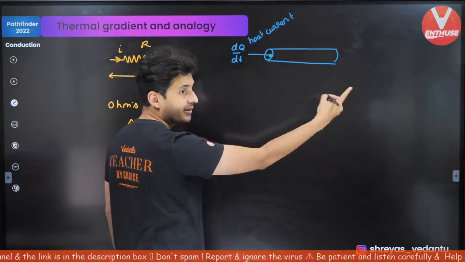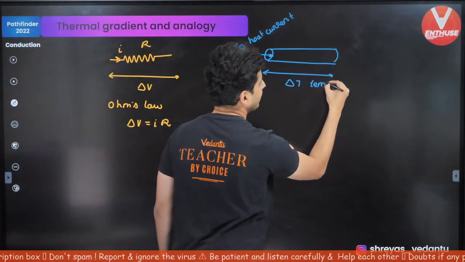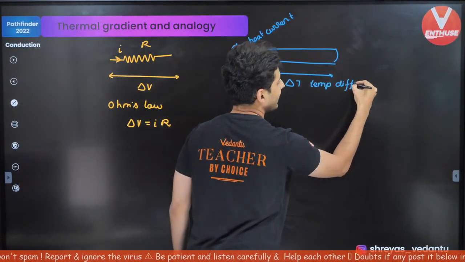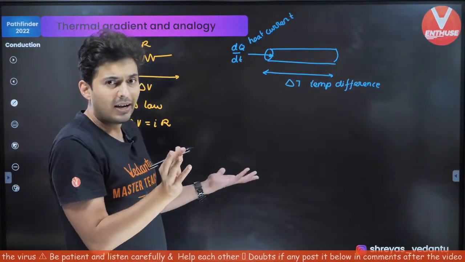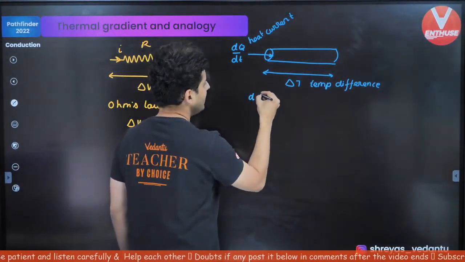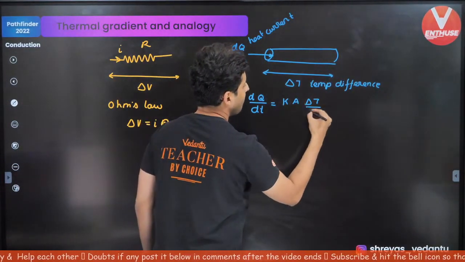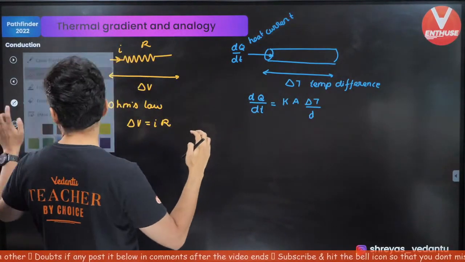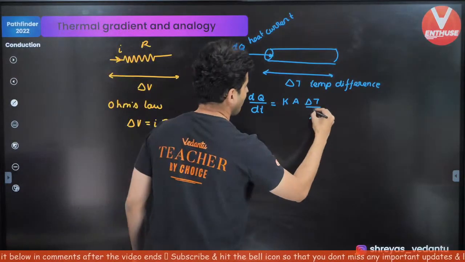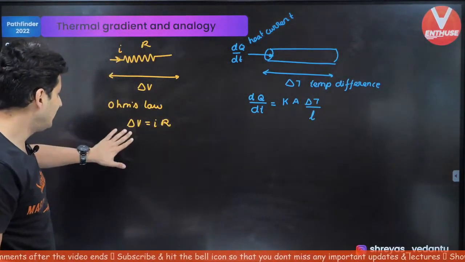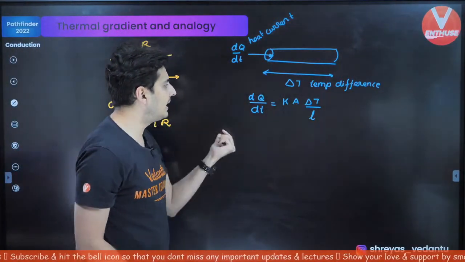And instead of voltage difference, what I have is temperature difference. And maybe I have some kind of resistance. I don't know. Let's find out. I just know one thing: dq by dt is KA delta T by the length. I need to get this in this form so that I can compare it. Voltage difference is the same as temperature difference. So I want delta T on one side.